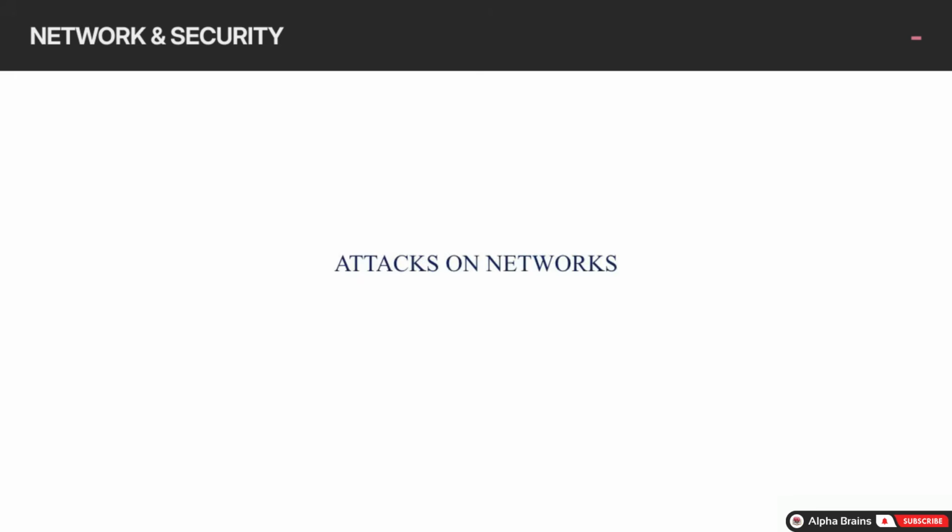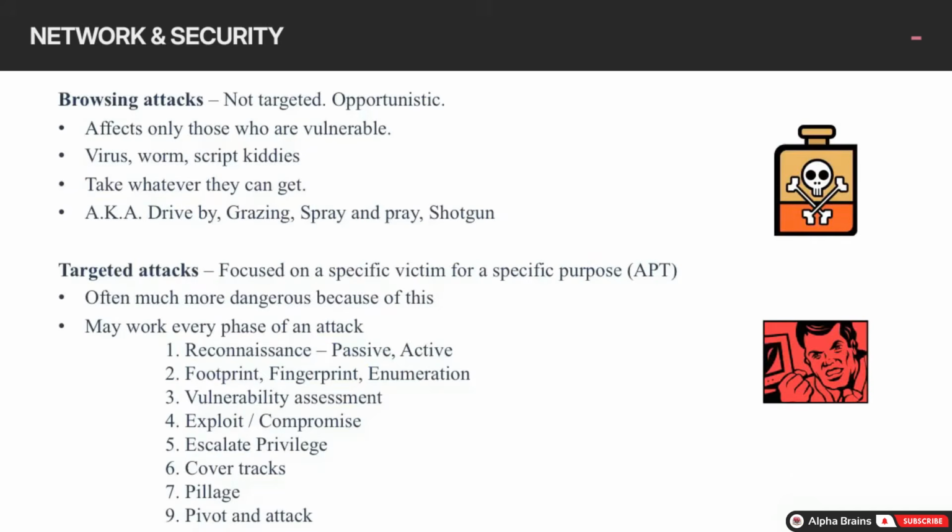In these next lessons, we're going to be looking at attacks on networks and information systems. There are two primary categories of attacks. The more common in the earlier days were more of the browsing attacks. These were not targeted attacks, they were opportunistic in nature. In other words, we're going to bump into as many nodes as we possibly can, and whatever nodes are vulnerable to my particular type of attack, those are the ones that I'm going to get, the victims that I'm going to be able to attack.